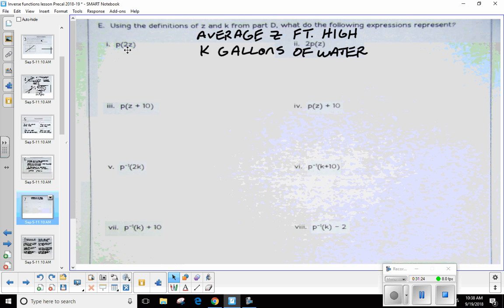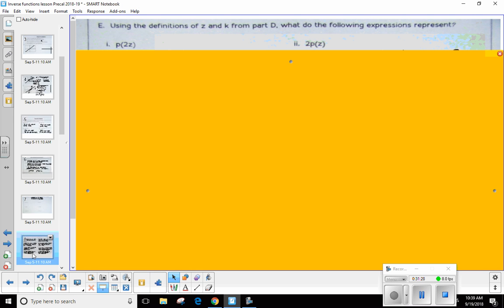And I've already written down the responses that I would put. Remember, it's not going to be exactly what I put. Hopefully it's going to be something similar. All right. We already talked about the first one, P of 2Z. I would say the average amount of water needed for a tree twice the average height. Okay. So let's at least go ahead and get started with 2P of Z.